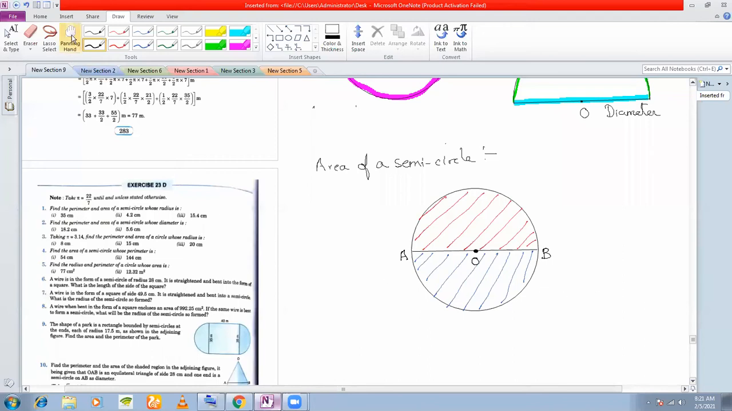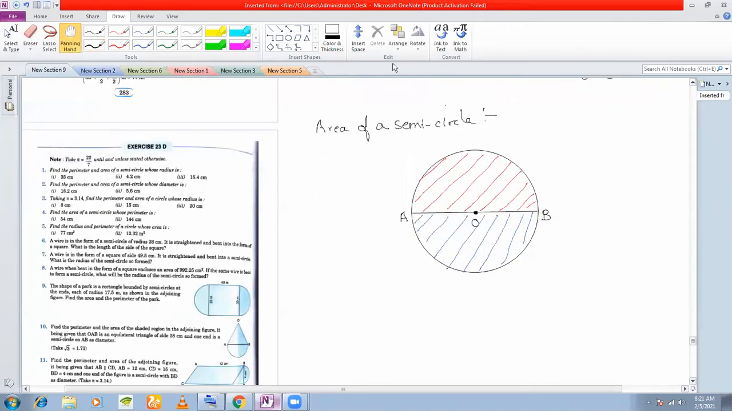So the area of each of the semicircles, that is the area of the red shaded part or the area of the blue shaded part, A, is equal to, if you know that the area of the entire circle is pi r square, right? You know that the area of the circle is pi r square. Since it is a semicircle, the area of the red shaded part or the area of the blue shaded part is therefore half of pi r square.